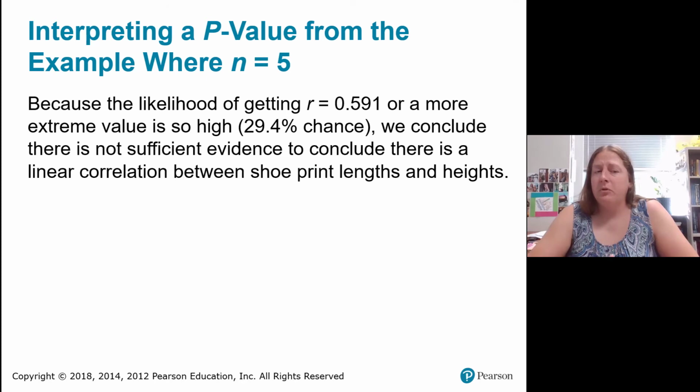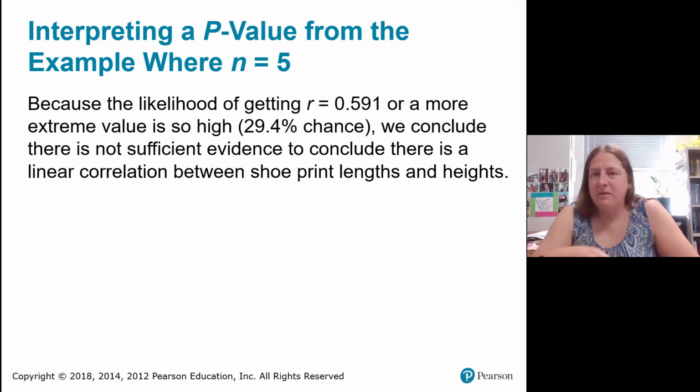So we would report this with something like, because the likelihood of getting r equals 0.591 or a more extreme value is so high, there's a 29.4% chance, we conclude there is not sufficient evidence to conclude that there is a linear correlation between shoe print lengths and heights.